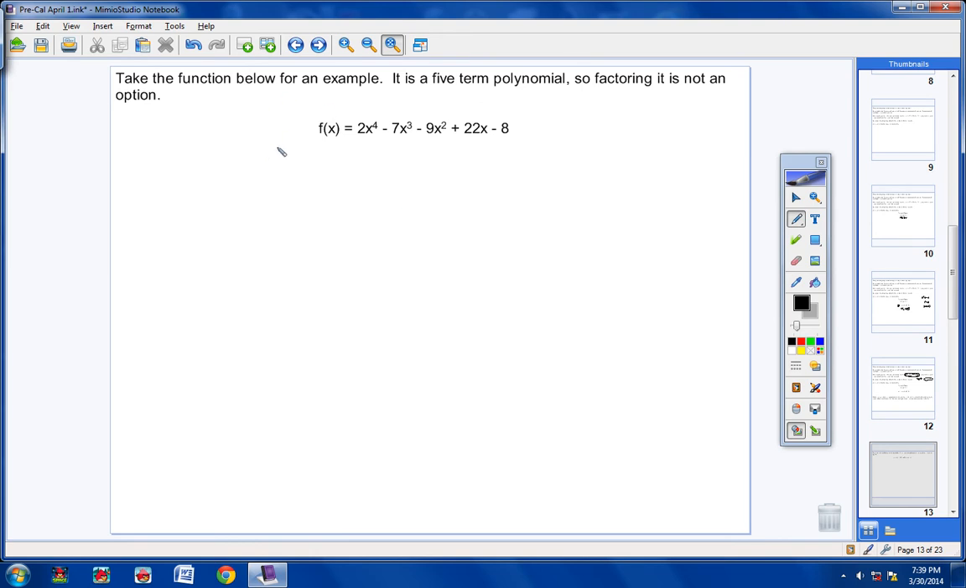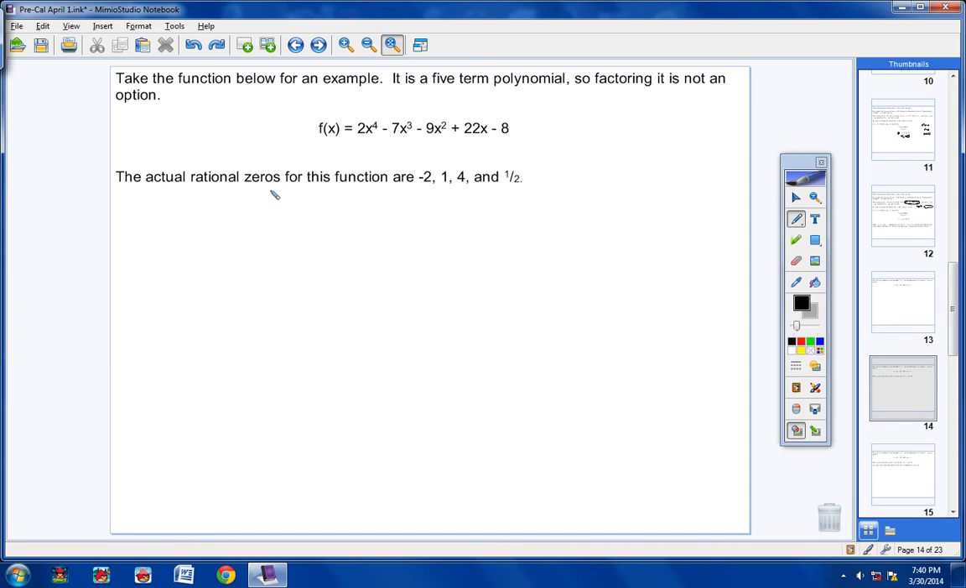All right, go ahead and copy this in your notes. Take the function below for an example. It is a 5-term polynomial function. Go ahead and copy this in your notes. So factoring it is not an option. We have never learned how to factor a 5-term polynomial expression, and to be honest with you, they're really difficult to do. Now, the actual rational zeros for this function are -2, 1, 4, and 1/2.